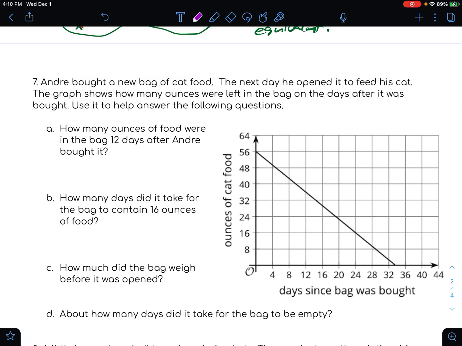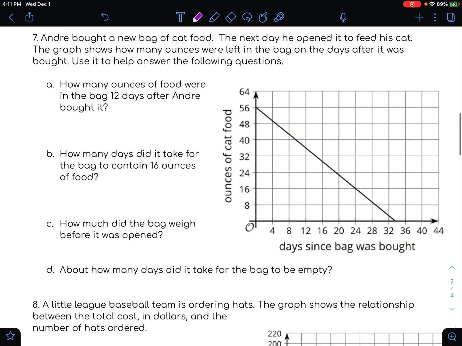Number 7, Andre bought a new bag of cat food. The next day he opened it to feed his cat. The graph shows how many ounces were left in the bag on the days after it was bought. Use it to help answer the following question. How many ounces of food were in the bag 12 days after Andre bought it?